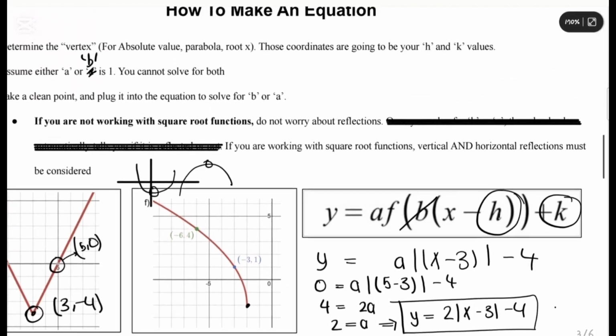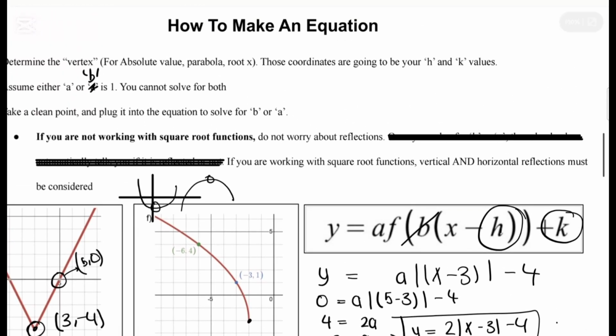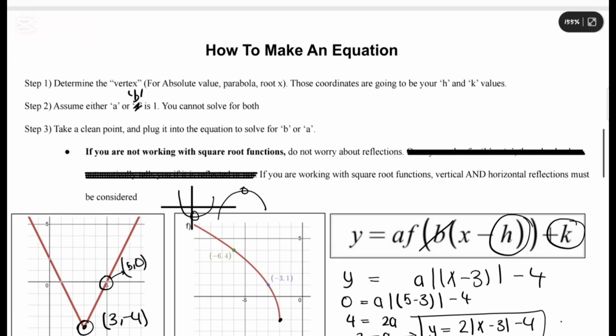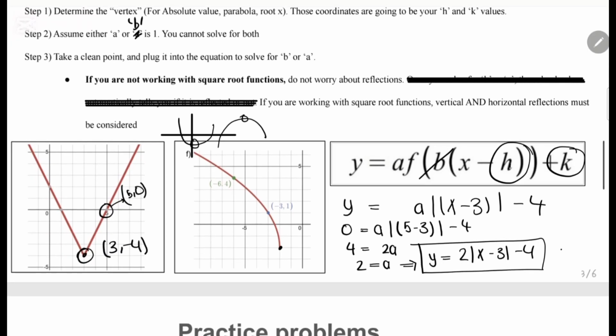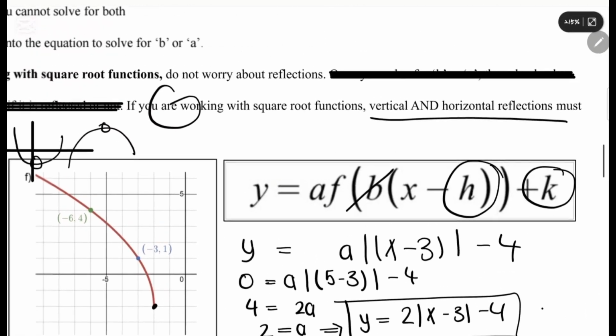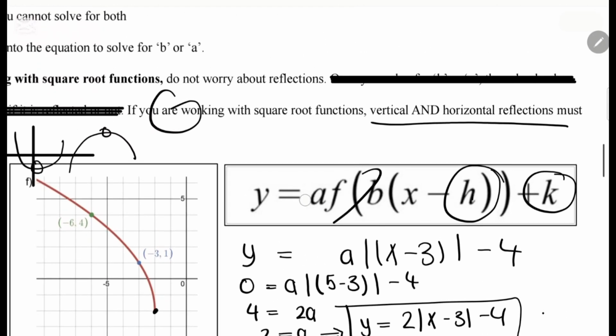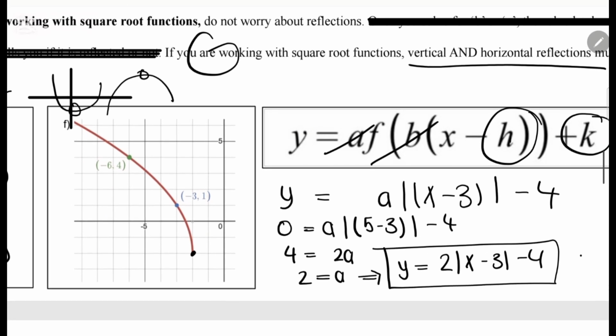Okay, but if you're not working with square root functions, do not worry about reflections. If you are working with square root functions, vertical and horizontal reflections must be considered. So basically that means that you're still ignoring a or b, choosing one of them to ignore. But you have to recognize that the normal root function goes like this.